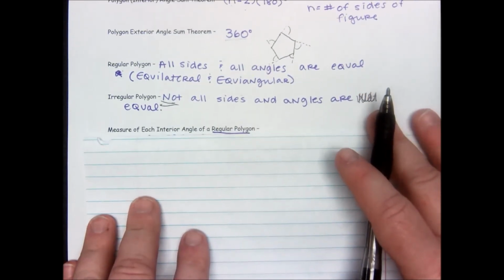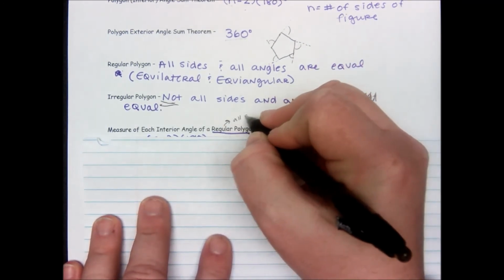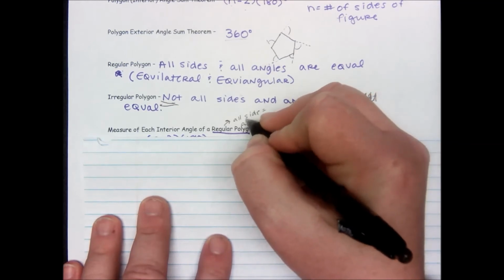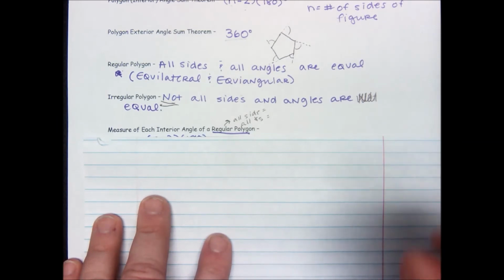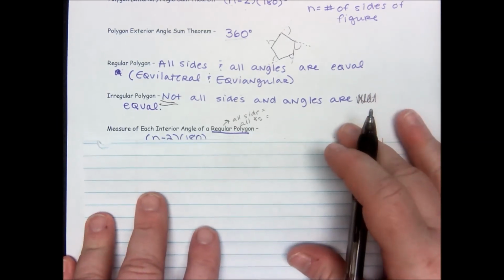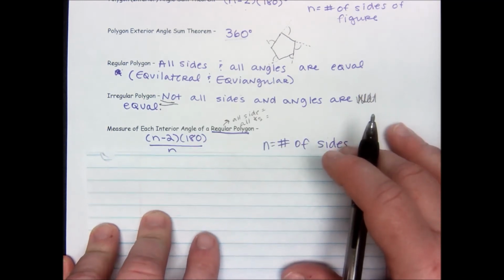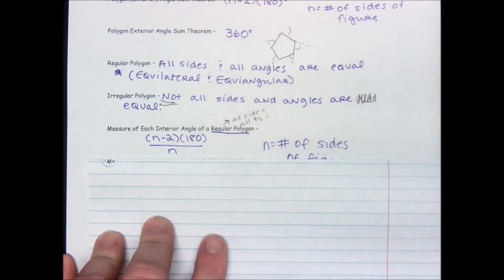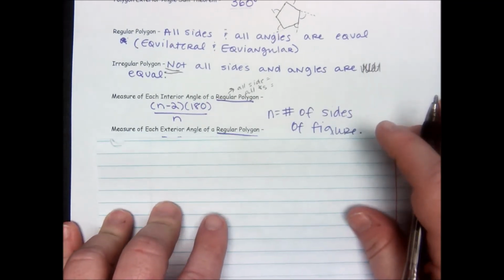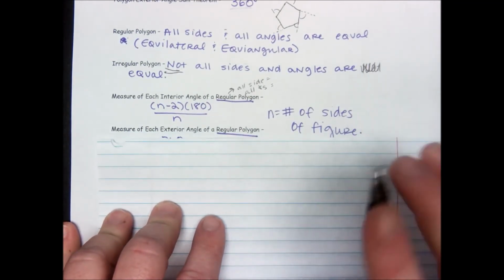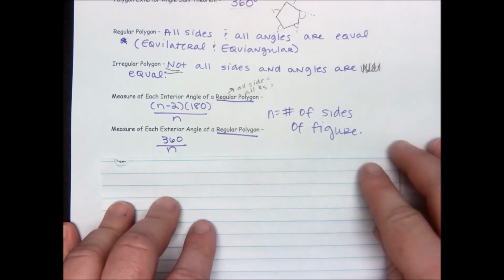If I measure just each interior angle of a regular polygon, remember regular means that all sides are equal, all angles equal. So if I just want to find the measure of one interior angle of a regular polygon, I still use my same formula, the number of sides minus 2 times 180, but then I divide that by the total number of sides I have. And then if I'm finding the measure of each exterior angle of a regular polygon, so not all of them added together, but just one exterior angle, I would take 360 and divide it by the number of sides I have.